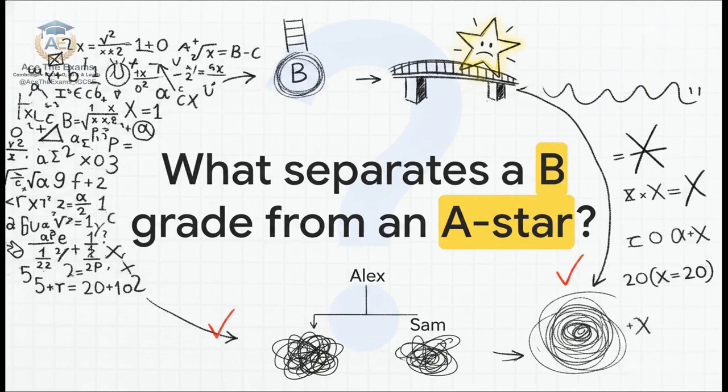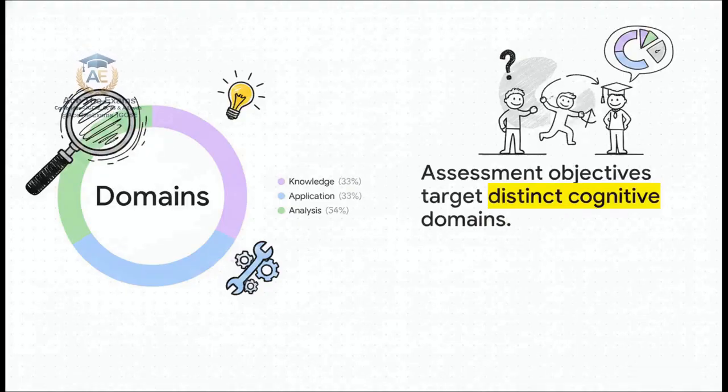The truth is, the difference between a B and an A star doesn't lie in raw memorization. It lies entirely in the structural framework of your answer and the depth of your analysis. Okay, let's dive into this, because balancing these specific cognitive domains is the absolute secret to giving Cambridge examiners exactly what they're looking for. Think of it like a giant puzzle.